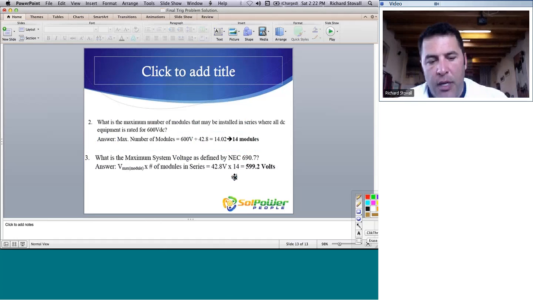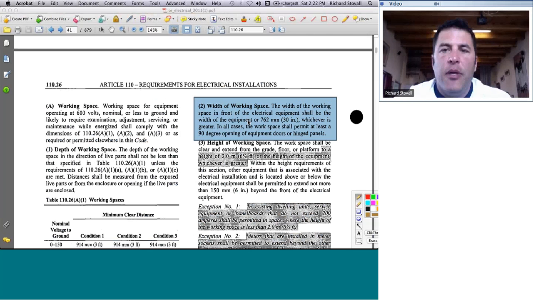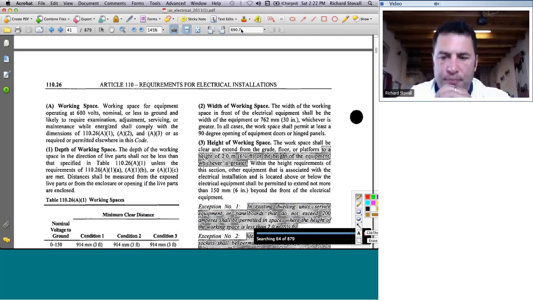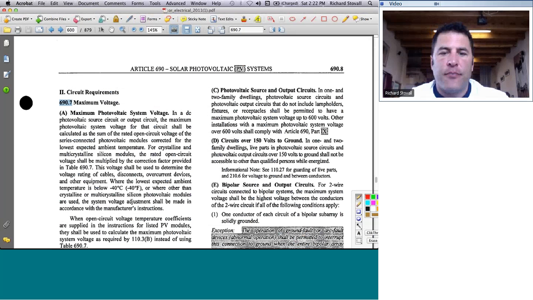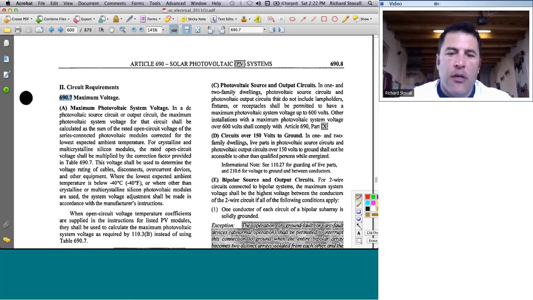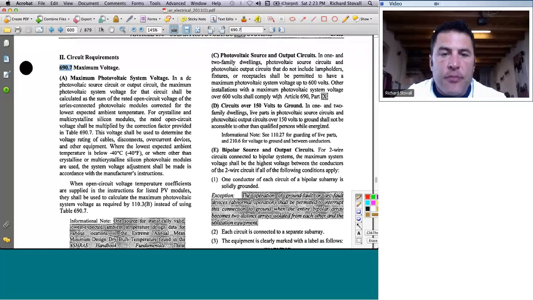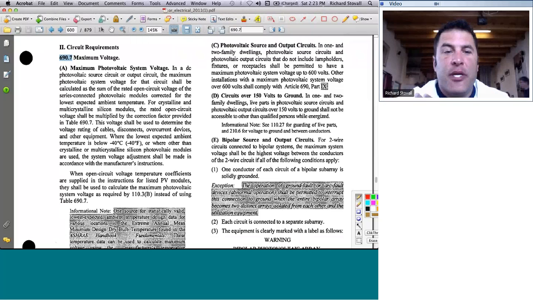Since they referenced this code specifically, I'm going to pull it up and show it to you, because there's a couple of things that I'd like to point out about Article 690.7 and Table 690.7. It takes a while to search the document to get up to the right place. Okay. So, we'll just read through this quickly, because this is something you need to know.